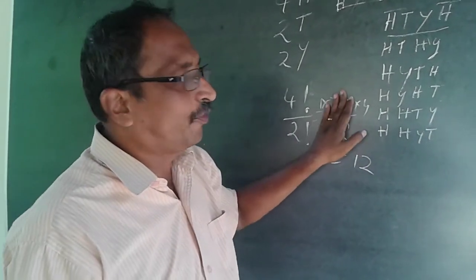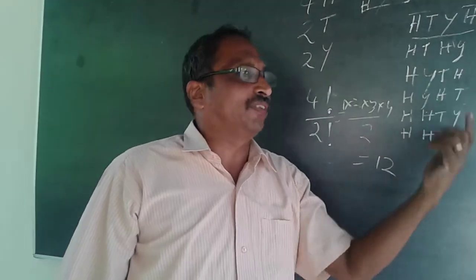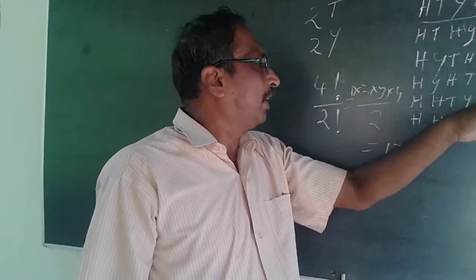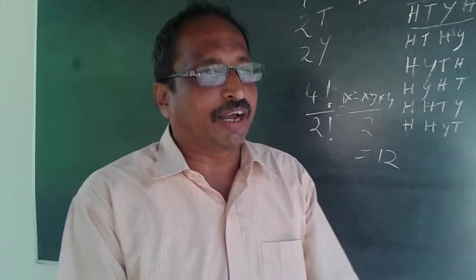This is the shortcut, the easier way of doing it. Understand the question first, what a palindrome is, then how it is to be done, then the shortcuts. Just by seeing it, you can give the answer as 12.